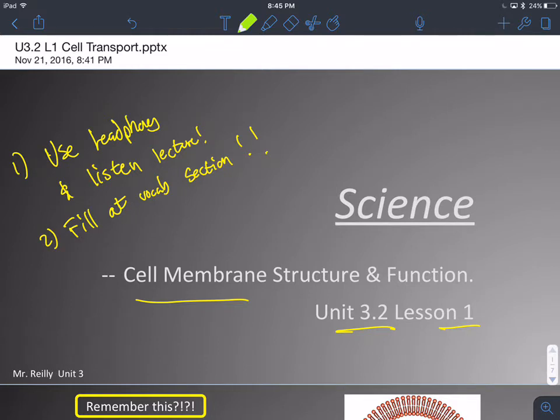So now that we've actually finished our Unit 3.1 quiz, we're moving right on to cell transport. We're going to be talking about how we get materials into and out of cells. And of course, this starts with the cell membrane. This is the structure that's going to allow certain materials to come in, but prevent certain materials from entering or leaving as well.